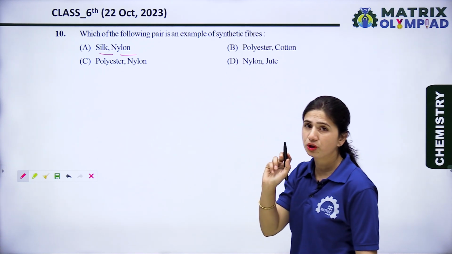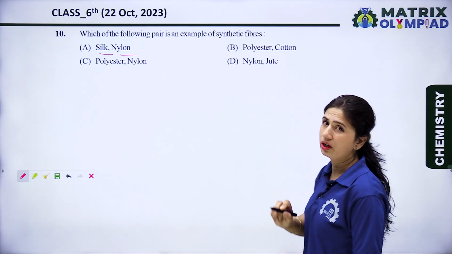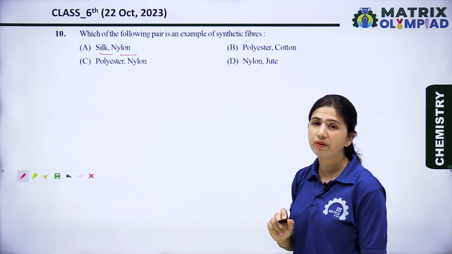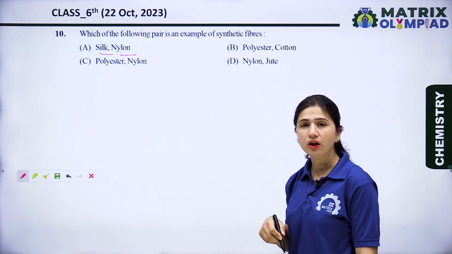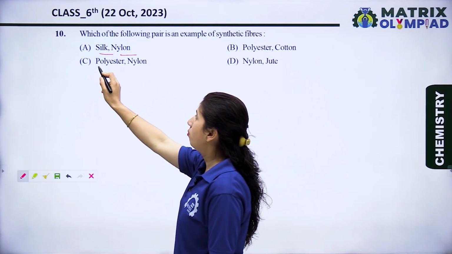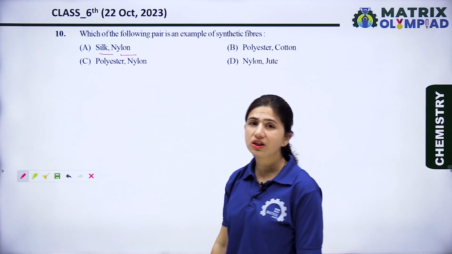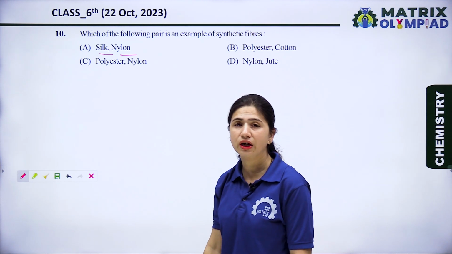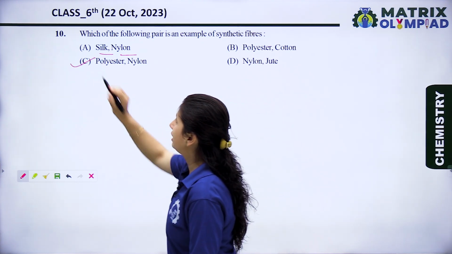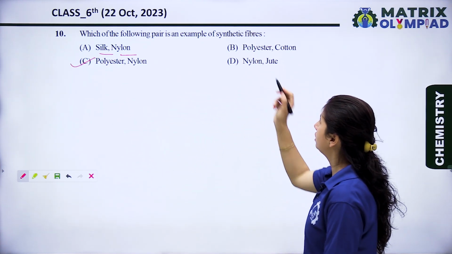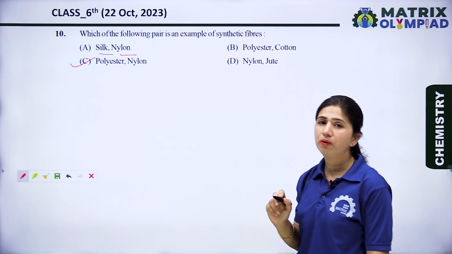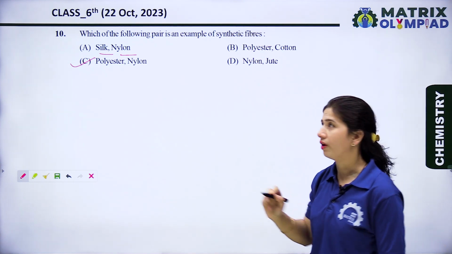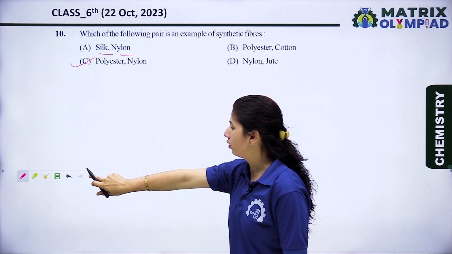Let's see the next option, B, polyester and cotton. Polyester is a synthetic fiber, but cotton is a natural fiber which is obtained from the cotton plant. Next is polyester and nylon. Polyester and nylon both are synthetic fibers. So option C is the right option. And option D, nylon and jute. Nylon is an artificial fiber, but jute is a natural fiber. So option C is the right option.